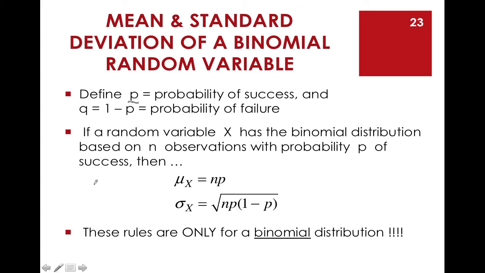The formulas are pretty short. There's just 2 of them. The mean of the binomial random variable is just n times p. Very easy. And you might remember from Unit 4, one thing that we talked about in terms of the standard deviation is the need to go through the variance.